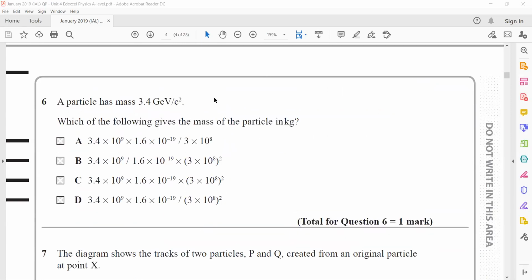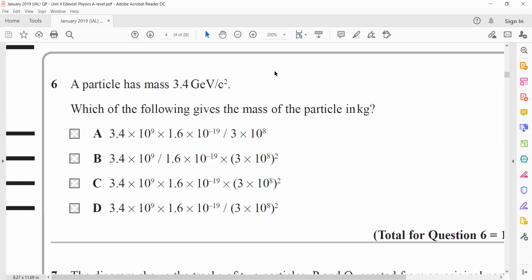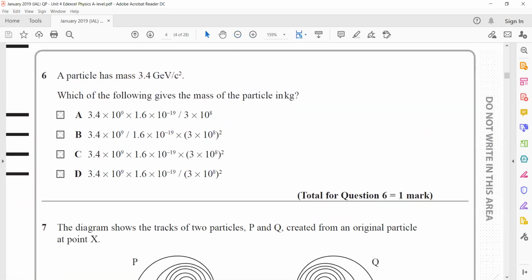A particle has a mass of 3.4 giga electron volt per c squared. Which of the following gives the mass of the particle in kilograms? So you have to convert them into kilograms. Basically, you will use the formula E equals mc squared. What's the meaning of a particle having a mass of 3.4 giga electron volt per c squared? It means it will produce this much energy when the matter changes into energy. This is the equivalent energy which is released.